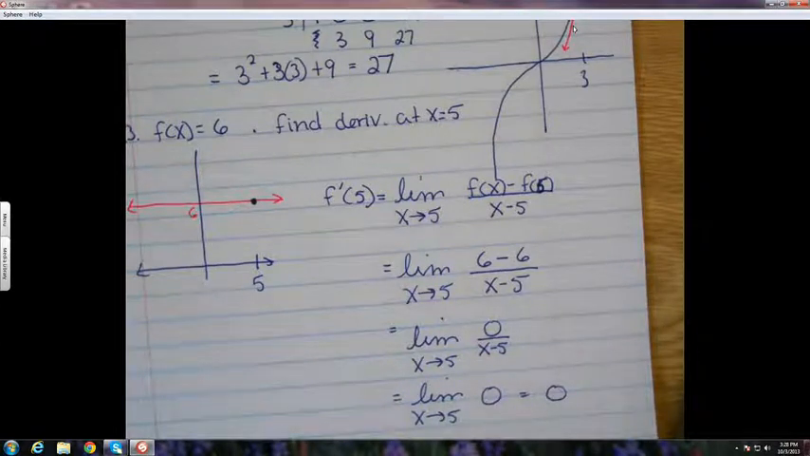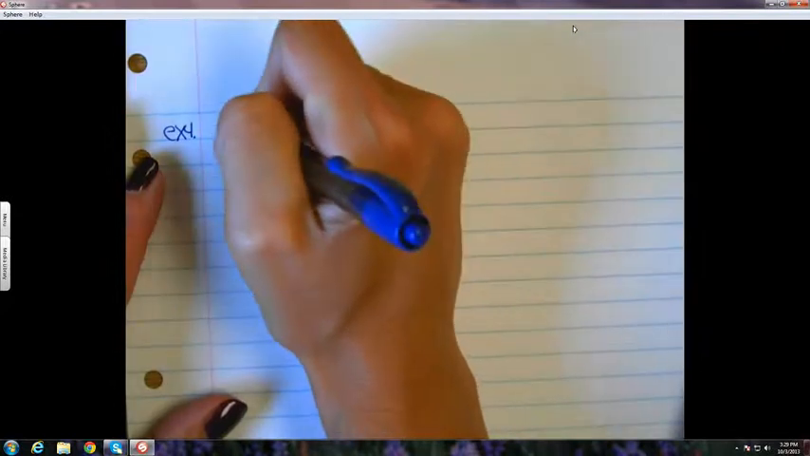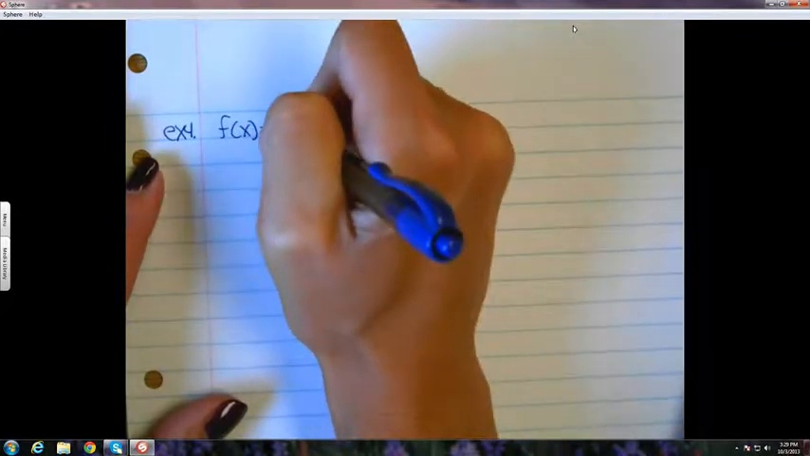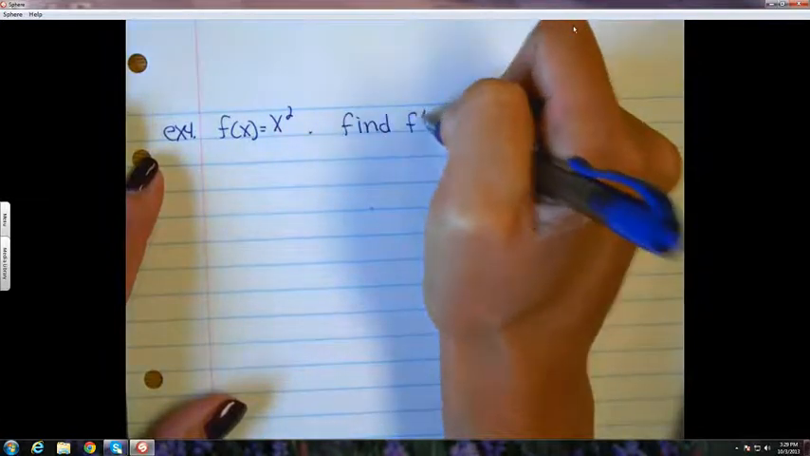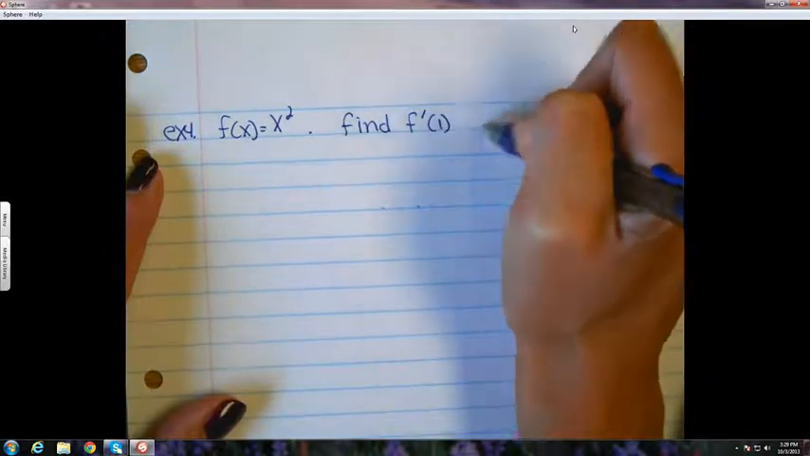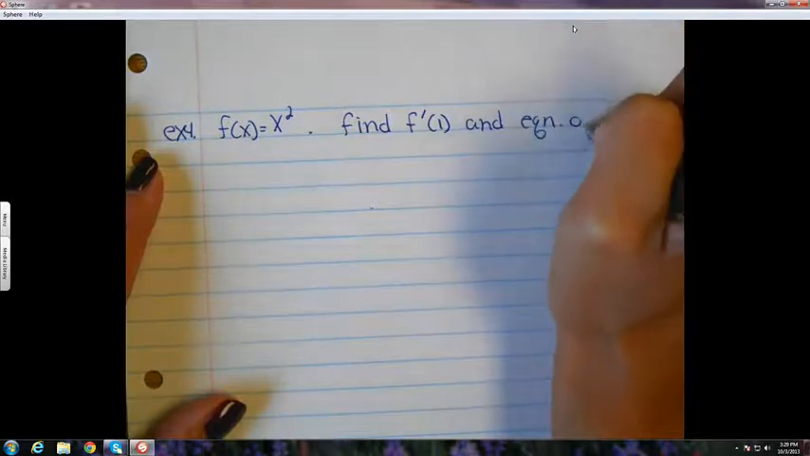And one last thing. I'm going to add an extra step at the end, as soon as I find it. If f of x equals x squared, can you find f prime of 1 and give me the equation of the tangent line at 1?